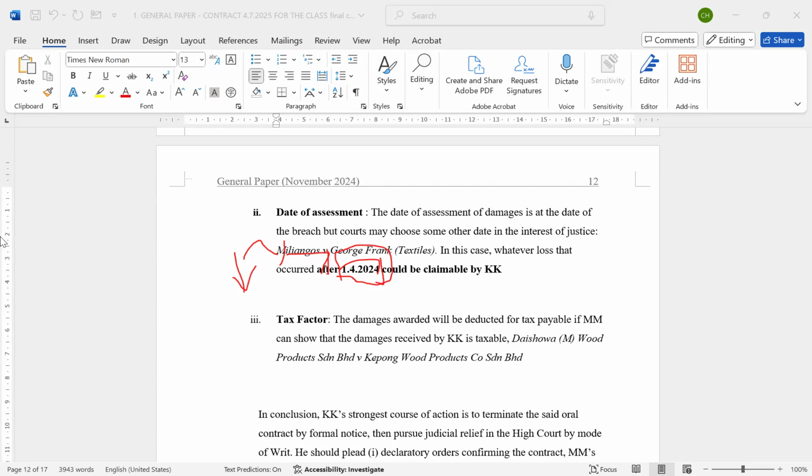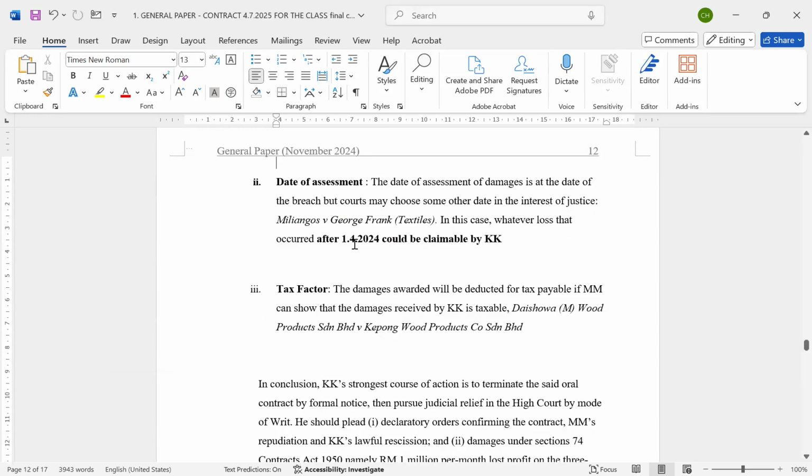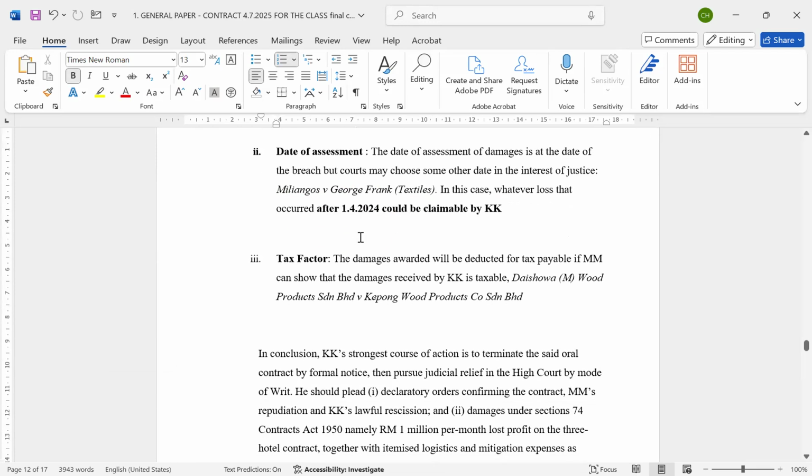Okay, but anyhow, it is at the discretion of the court. Okay, but I will submit 1st of April. Okay, because the actual breach happened.